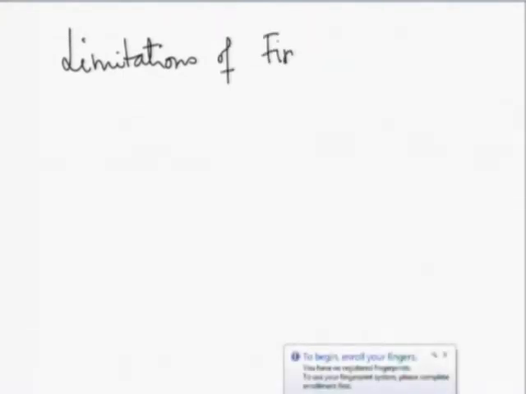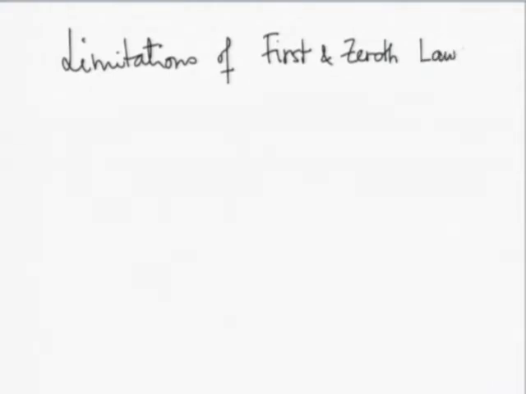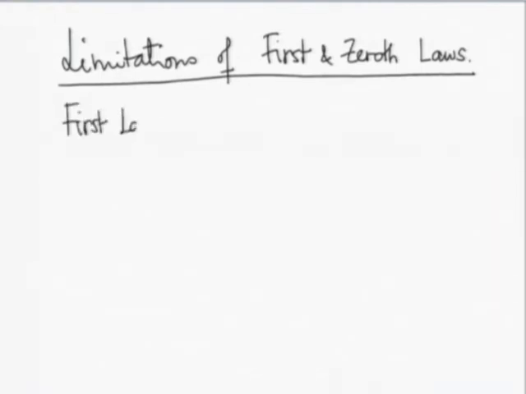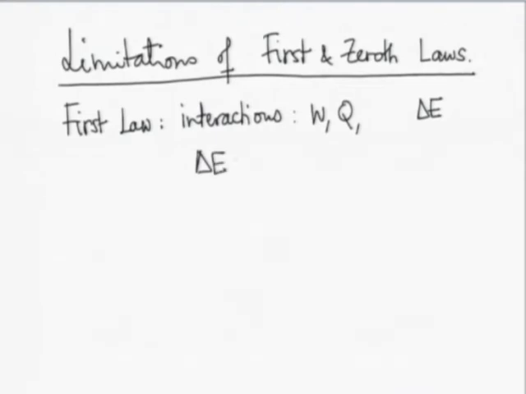Now let us look at what we may call limitations of first law and zeroth law. The first law talks about interactions, W, Q. It also defines delta E, and the final relation which we say is delta E is Q minus W. So long as this equation is satisfied, first law is satisfied.